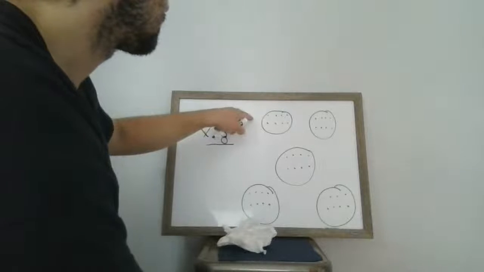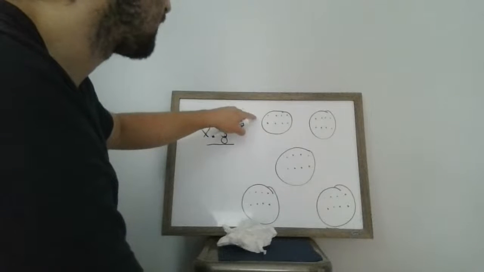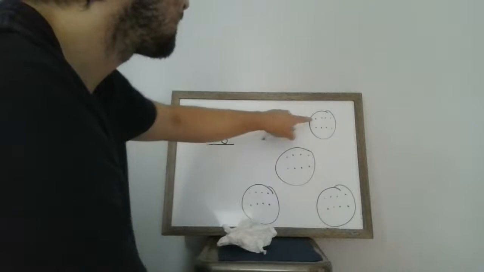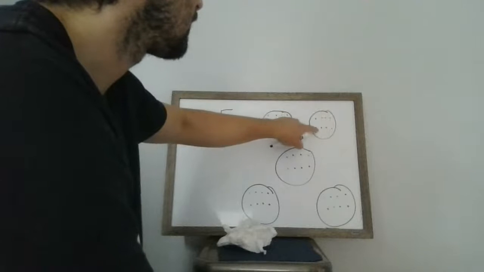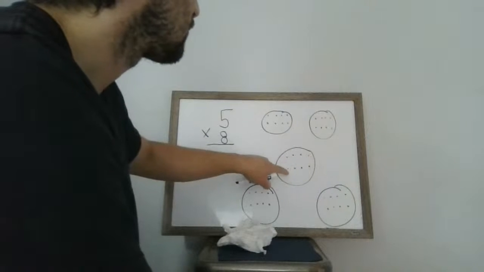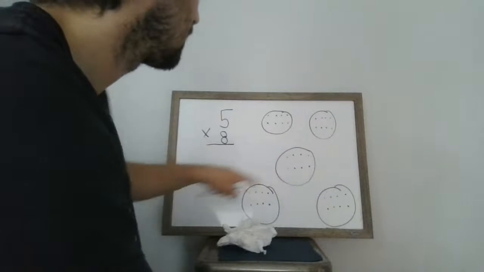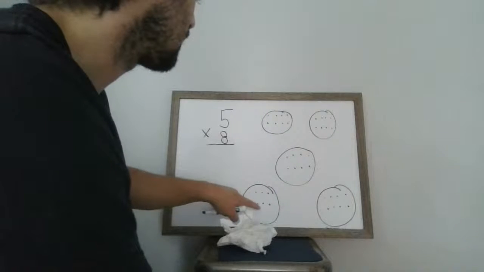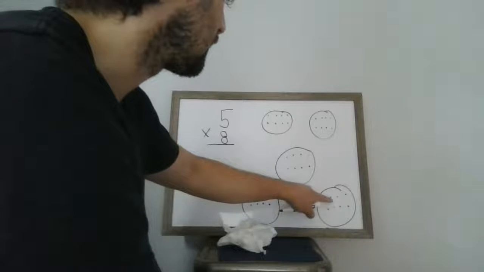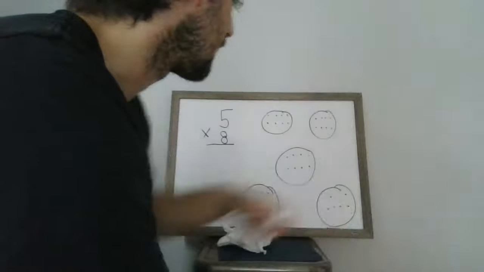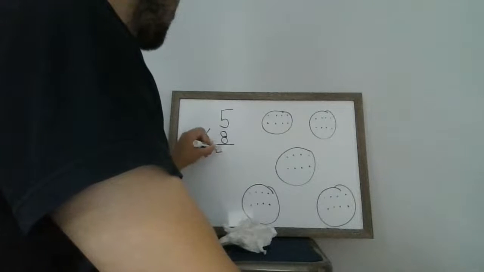All right. So I have 5 groups of 8 dots. I'm counting the total number of dots now. 1, 2, 3, and so on up to 40. All right, 5 times 8 equals 40.